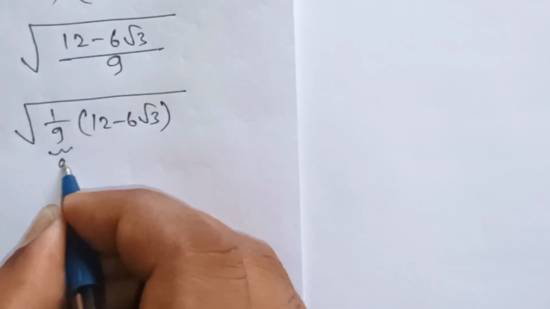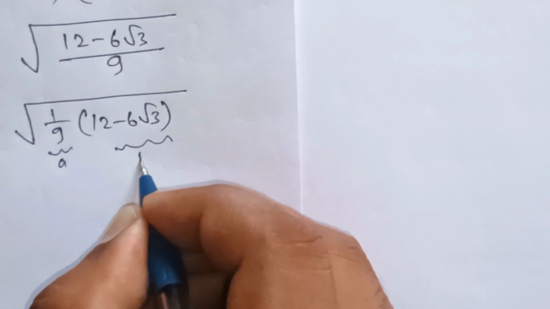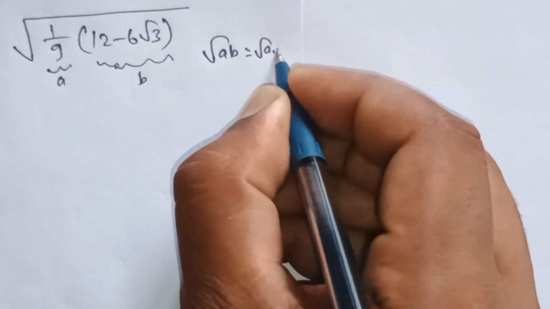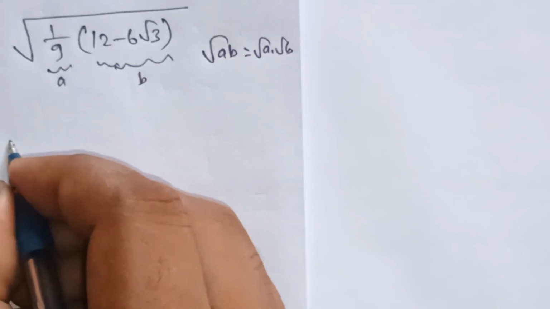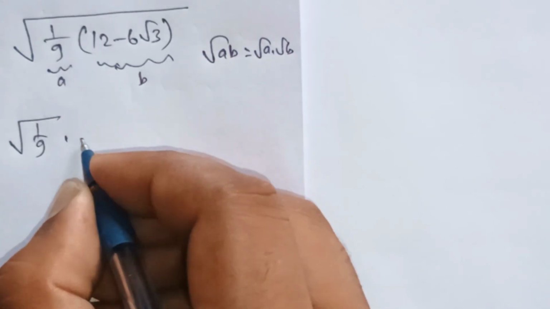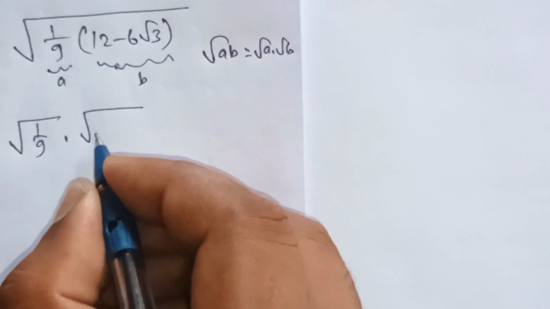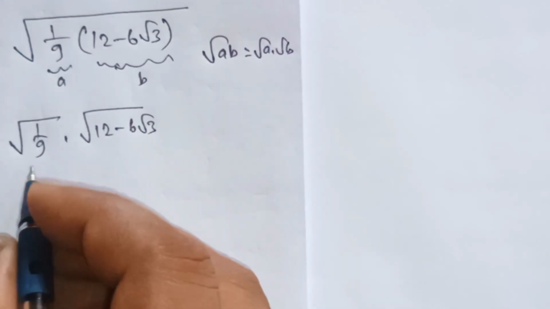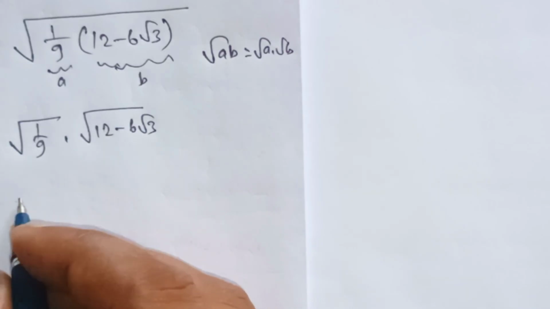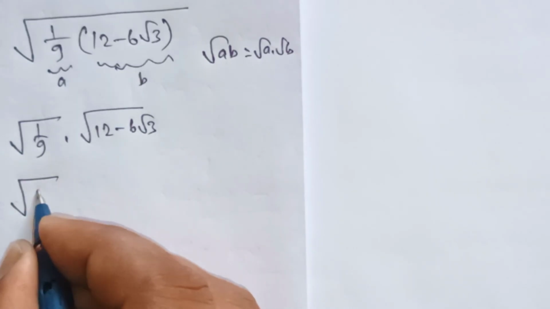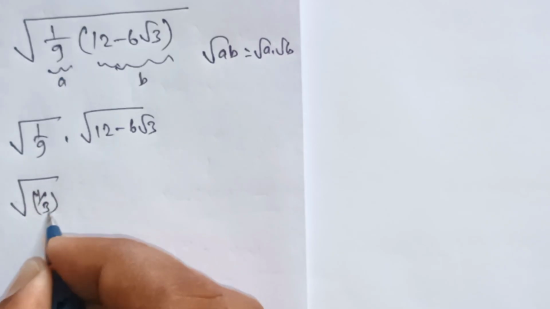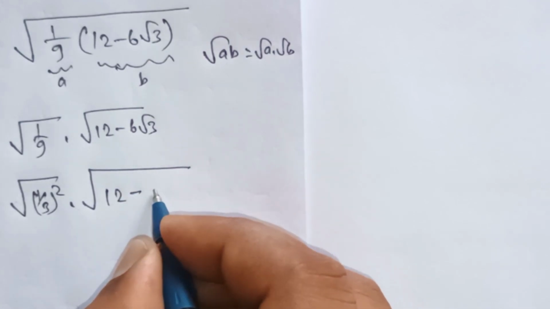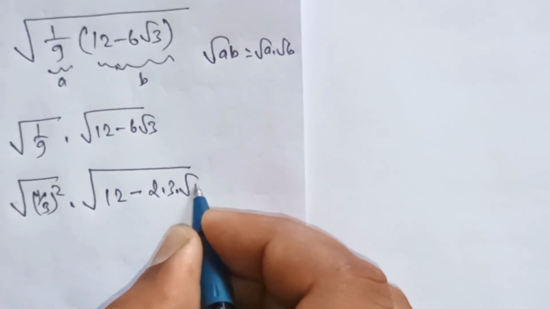See here, this is A and this is B. We know that root under A into B will be root A into root B, so that root under 1 divided by 9 into root under 12 minus 6 into root 3. Here root under 1 divided by 3 whole square into root under 12 minus 2 into 3 into root 3.